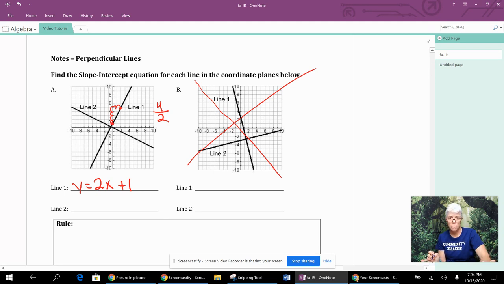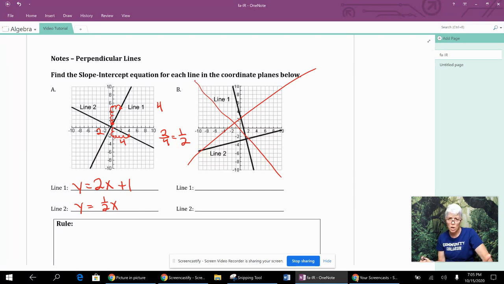Now I'm going to do line number 2. Line number 2 looks like it crosses right at the origin, so we're going to just leave it be. There isn't going to be a y-intercept. Well, it's 0, so I don't need to write it. Now let me find a good point. Here's a point right here. I'm going to go 1, 2, 1, 2, 3, 4. So my rise is 2 and my run is 4. Well, 2 over 4, if I simplify it, is 1/2. So I'm going to go ahead and write the 1/2. Y equals 1/2 x, but I'm not going to put plus anything because it is the origin.